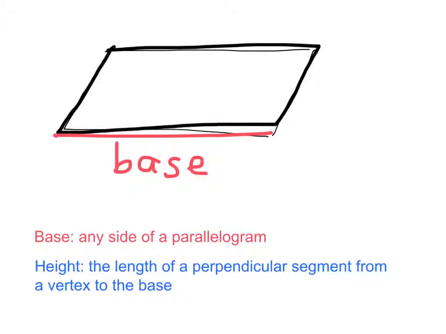Okay. Now the height is the length of a perpendicular segment from a vertex to the base. So we know the vertex is another mathematical word for a corner. Good. So there's the corner, there's the vertex. If I'm going to draw a line down perpendicular from the vertex, that means it needs to be how many degrees? 90. So I'm going to draw a straight line 90 degrees down from the vertex until it meets the base. And that is called the height.